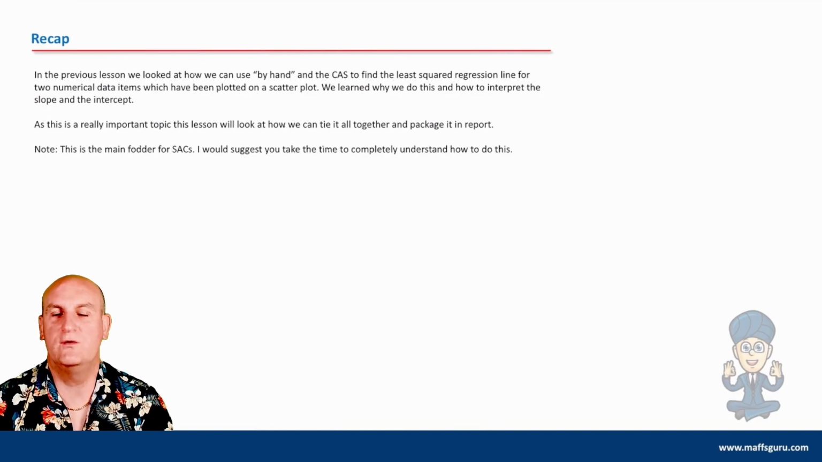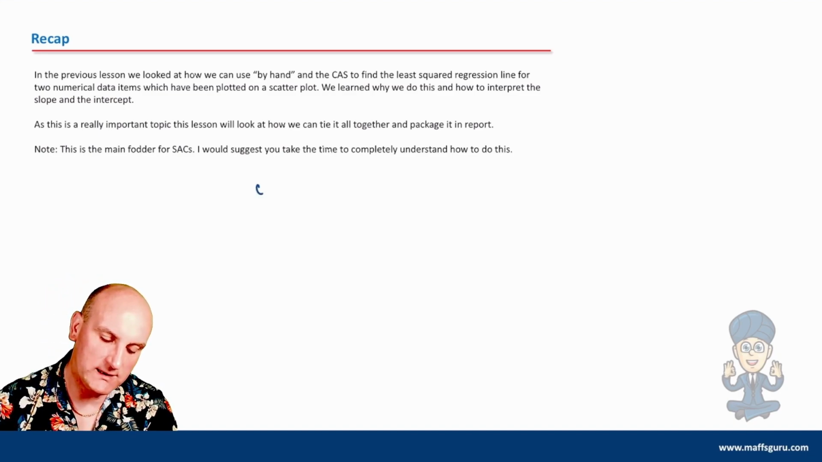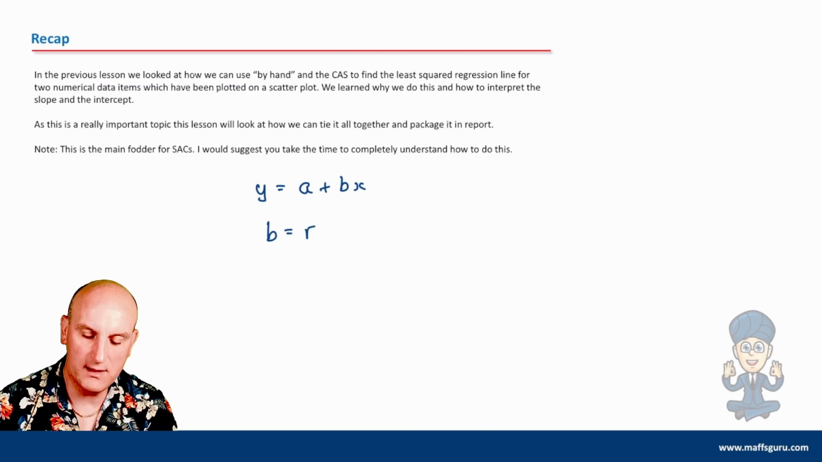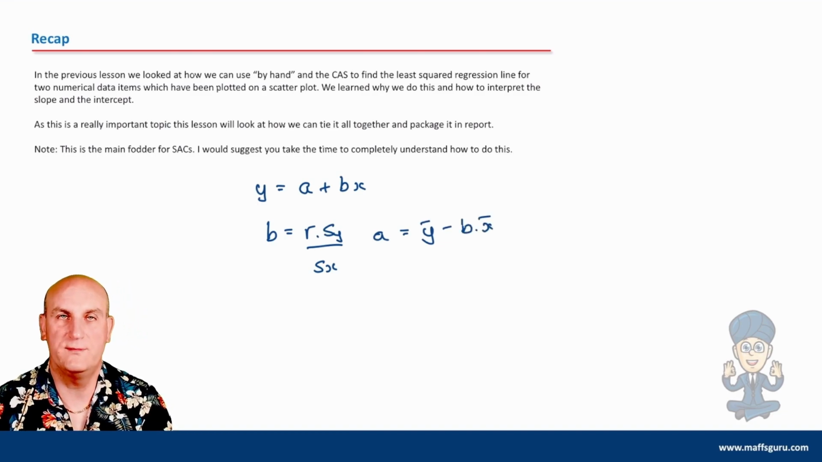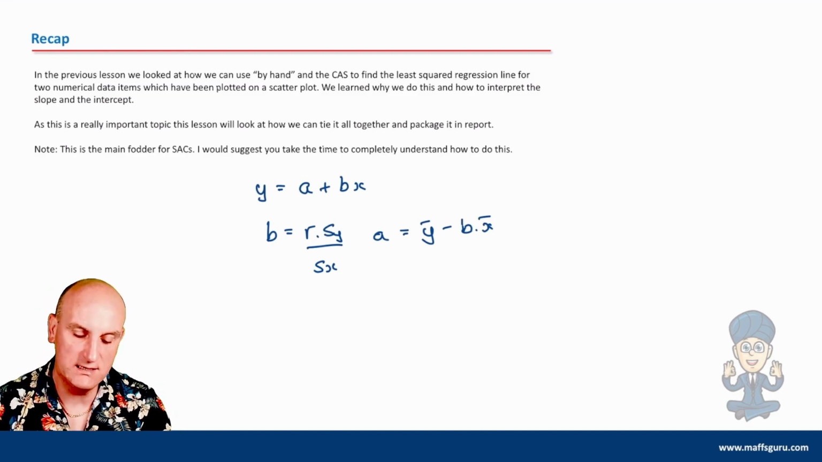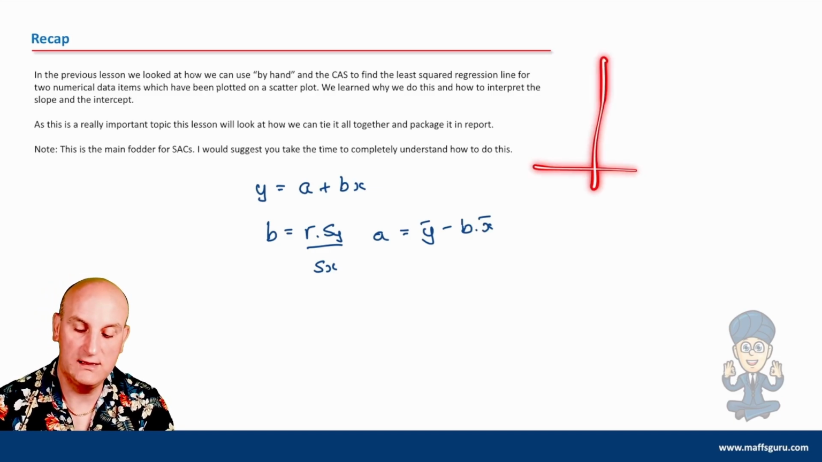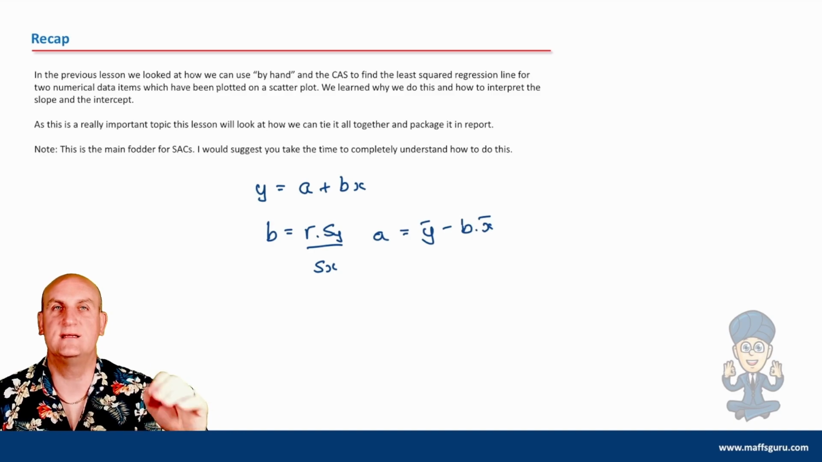Now in the previous lesson we looked at how we can use by hand and the CAS to find the least squares regression line. And again from the previous lesson we found out that generally speaking lines have the equation y equals a plus bx, where b is given by r sy on sx, and a is given by y bar minus b times x bar, and all that information is given in a table, or you may have to work it out. Now obviously that's horrible if you've got to work it out by hand, but the good news is your CAS can work it out for you. But you have to be very careful that you don't write the y and the x, you actually write the EV and RV.